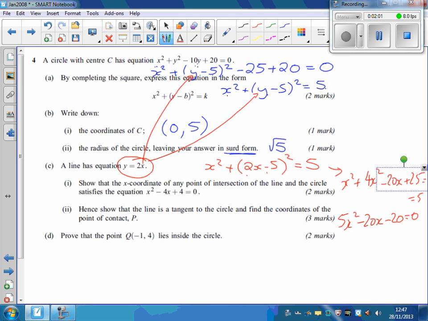It's not quite what they said, but it's getting close. If I divide each of those by 5, it gives us x squared minus 4x minus 4 equals 0, just like they wanted.